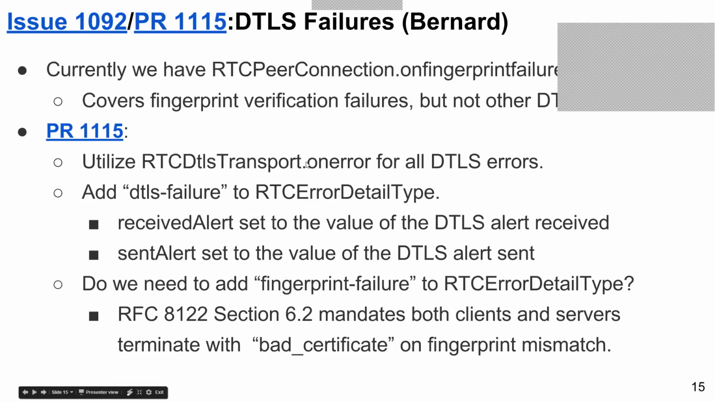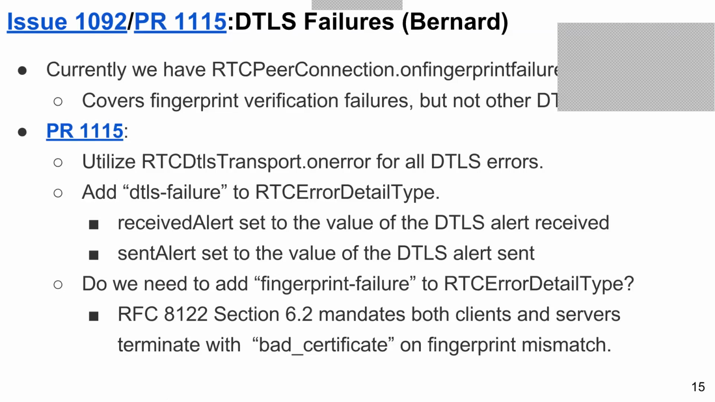Right. Well, the other question is, do we want the error on the DTLS transport or on the RTC peer connection? That's the other question. This is definitely a DTLS transport, so it seems like that's where it belongs. I guess so. The argument for not putting it there would really be for people who aren't using a transport or are just using a peer connection. I guess so. Yeah. Okay.